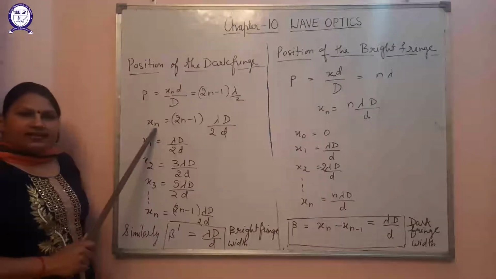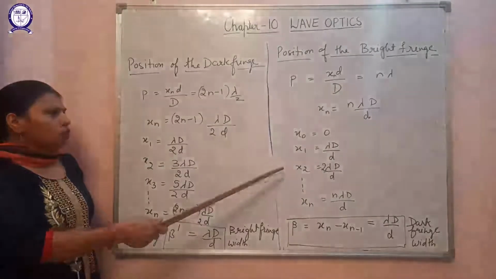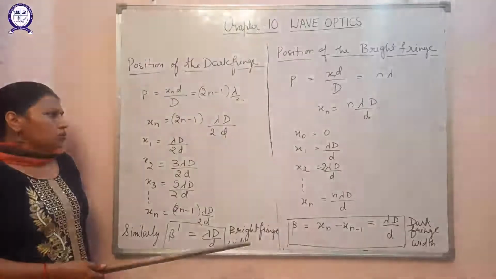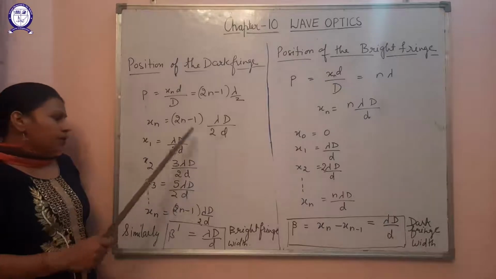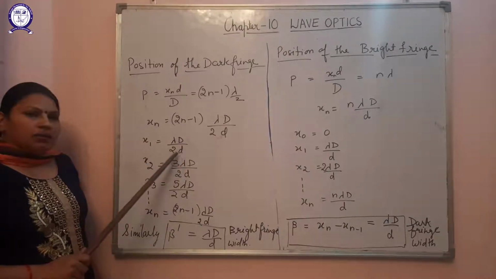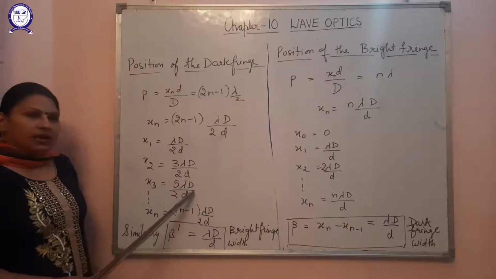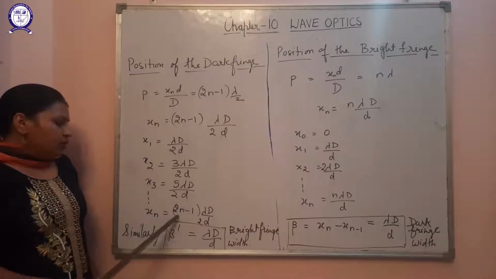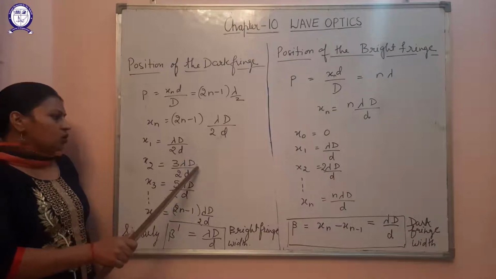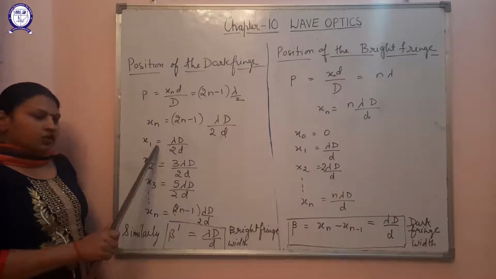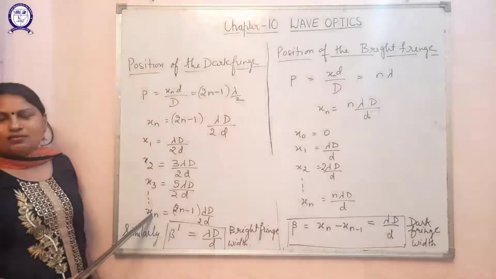Now xn, which is the position of the dark fringe, we can put as xn dash, because for both we cannot take the same notation. So it will be equal to (2n minus 1) lambda D by 2d. So x1 dash is lambda D by 2d, x2 dash is 3 lambda D by 2d, x3 dash is 5 lambda D by 2d, and xn dash is (2n minus 1) lambda D by 2d. Again, we subtract two consecutive ones: x2 dash minus x1 dash, or x3 dash minus x2 dash, or xn dash minus xn minus 1 dash.